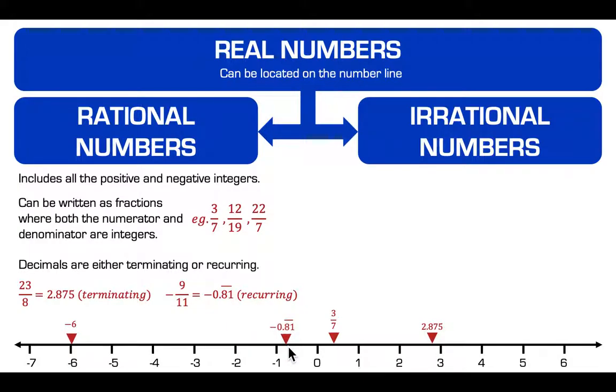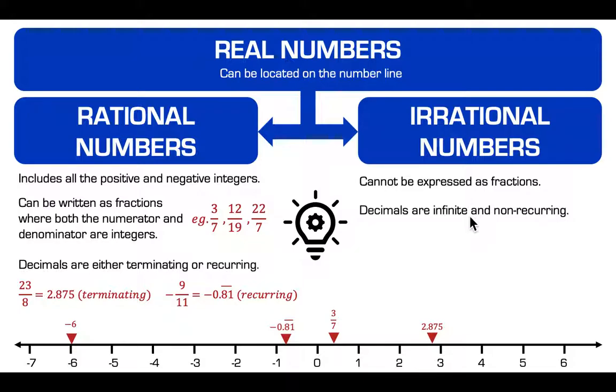So what makes an irrational number? What's the difference? Well, you cannot write an irrational number as a fraction, because if I could write it as a fraction, I'd have an integer on the top and bottom, which would make it rational. So you can't write irrationals as a fraction. The decimals are infinite and non-recurring. So the decimal places go on forever, and there's no recurring or repeating pattern in the decimals.